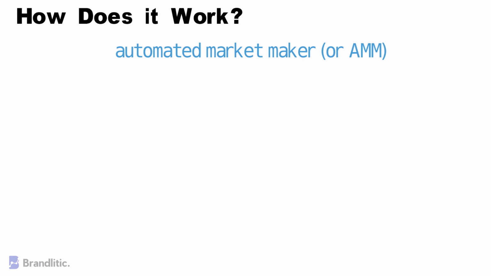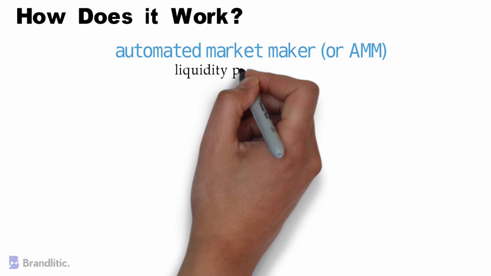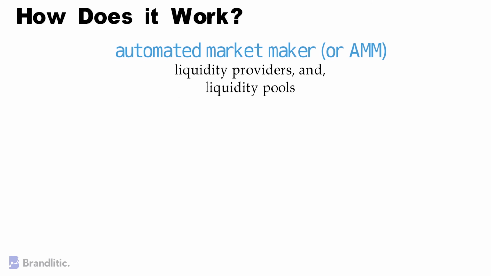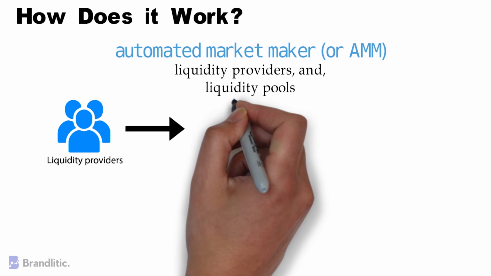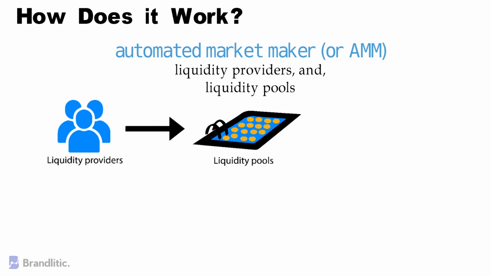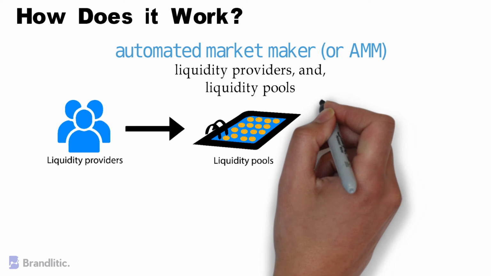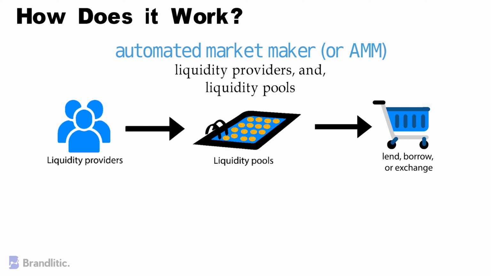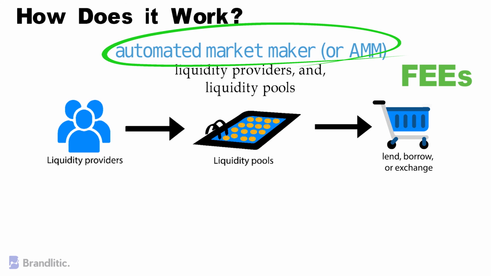The concept of yield farming is closely related to the model called Automated Market Maker, or AMM, and typically involves liquidity providers and liquidity pools. Let's see how it exactly works. Here, liquidity providers deposit funds into a liquidity pool. This pool powers the marketplace where users can lend, borrow, or exchange tokens. The usage of these platforms incurs a fee, which is then paid to liquidity providers according to their share of the liquidity pool. This is the foundation of how AMM works.